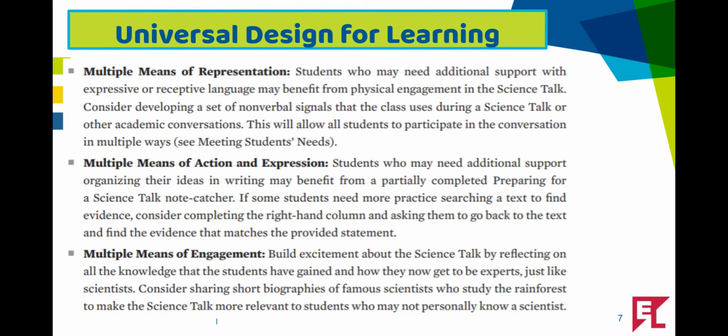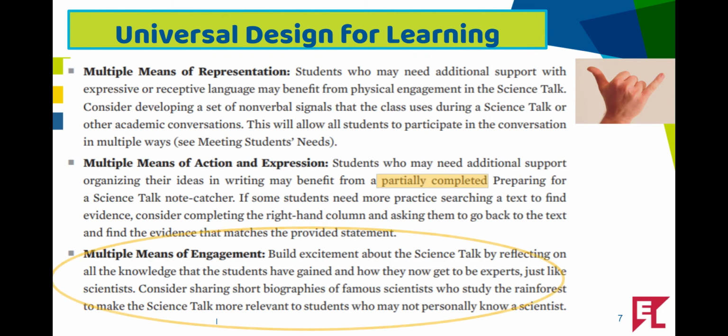The universal design for learning is a way of thinking about teaching and learning that helps give all students equal opportunity to succeed. Students who may need additional support with expressive or receptive language may benefit from physical engagement in the science talk. Consider developing sets of nonverbal signals such as thumbs up, nodding in agreement, the hang 10 symbol for I agree. Students who may need additional support organizing the ideas in writing may benefit from a partially completed note catcher. If some students need more practice searching a text to find evidence, consider completing the right-hand column and asking them to go back to the text and find the evidence that matches the provided statement.